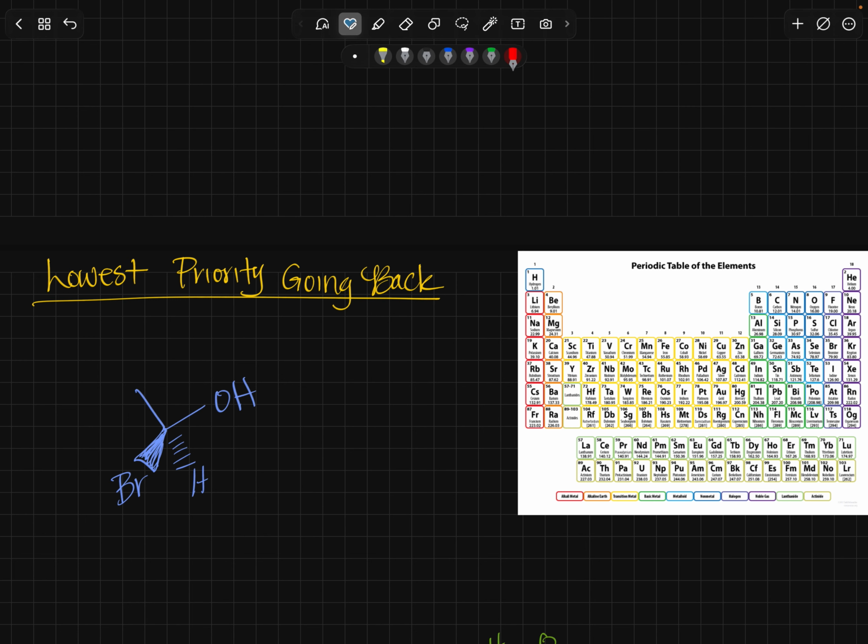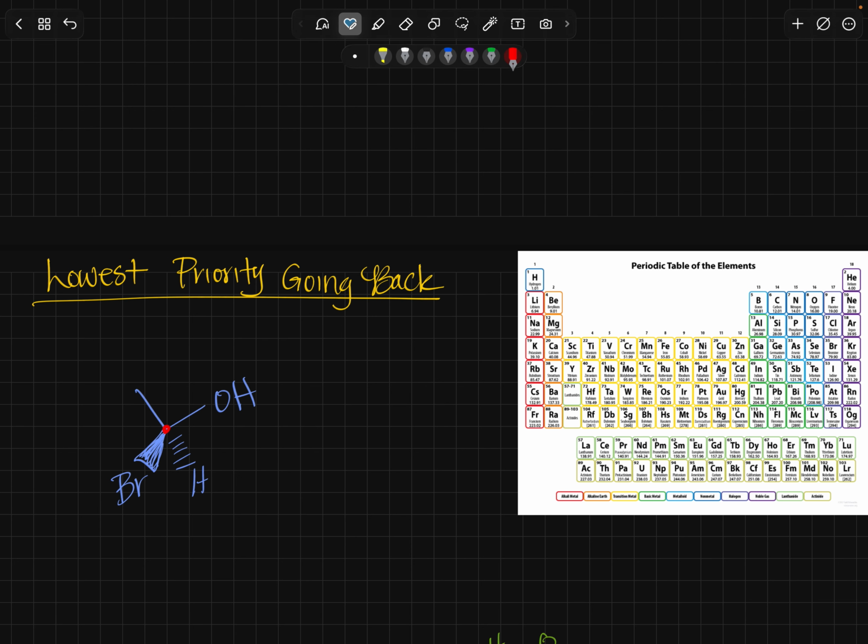So we're going to look at this example. We're going to look at this chiral center, this stereo center, and we're going to assign priority groups of the atoms attached to it. When I mean atoms attached to it, I mean this oxygen is attached to it, this bromine is attached to it, this hydrogen is attached to it, and this methyl group is attached to it. So this is how we're gonna do it.